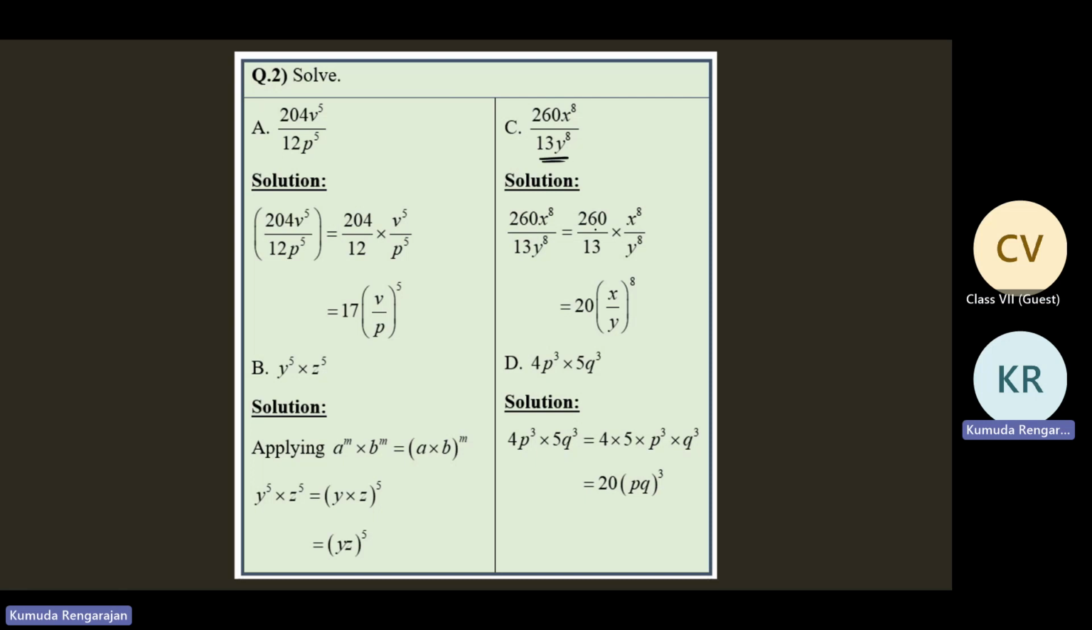So you can write the question as 260 by 13 into x to the power 8 by y to the power 8. Again, you can cancel. 13 ones are 13, 20 times. 13 twos are 26, no? So 20 times. And then x and y both are raised to the power 8. So x by y the whole power 8.